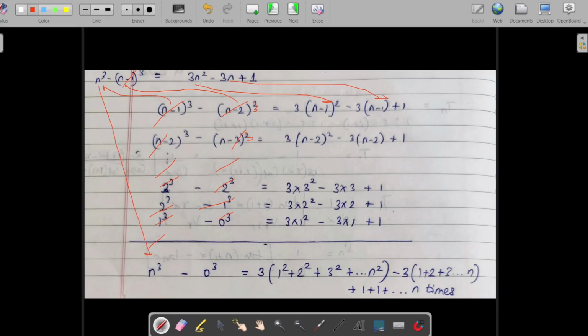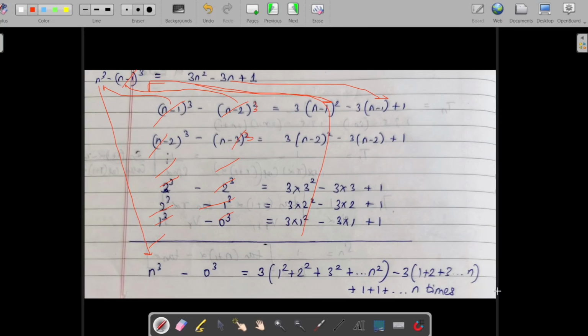So here you have 3 n square, n minus 1 square, n minus 2 square, n minus 3 square, so on till 1 square. So basically move in this way. So what you have, 3 comes out common, 1 square plus 2 square plus 3 square, so on till n square. Similarly, here you have 3 constant common, 1, 2, 3, n minus 2, n minus 1, n. So you have 1 plus 2 plus 3 so on till n, and you have 1 n times.